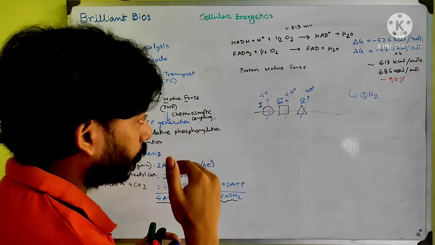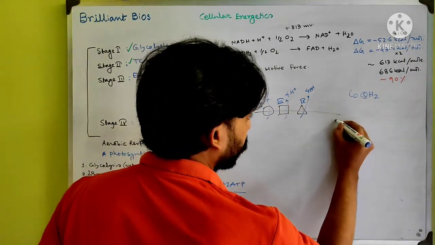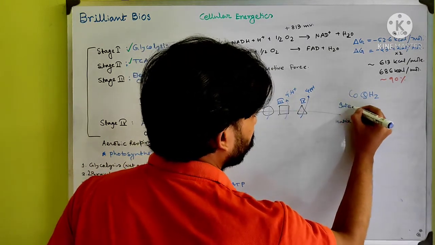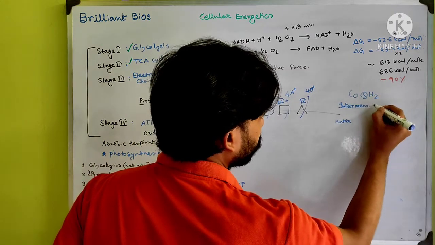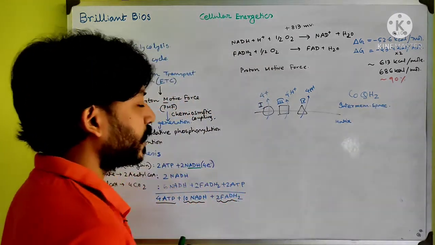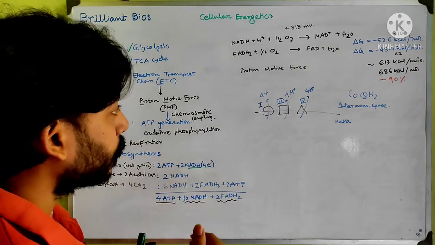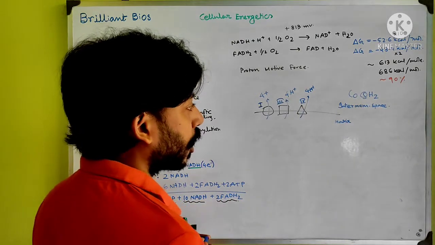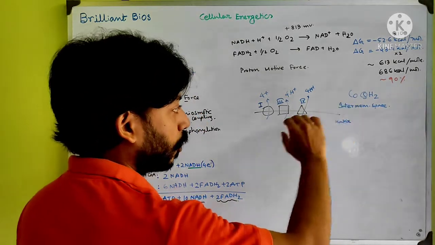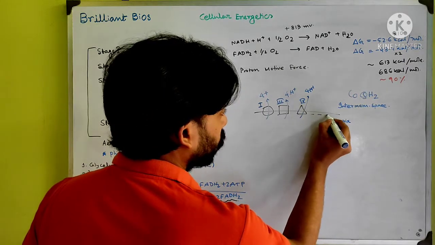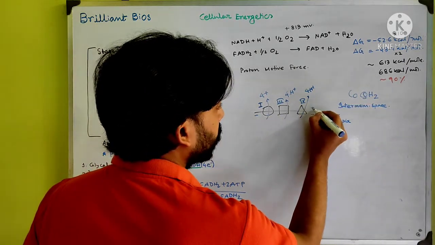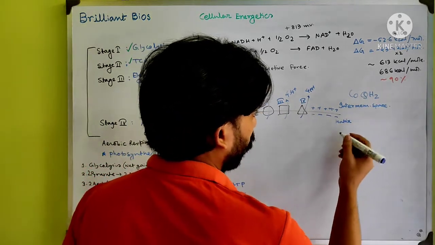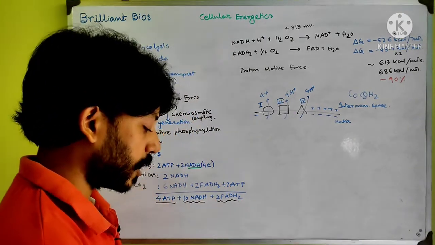Now the theory is that this is the matrix region, and this is the intermembrane space. As the protons start to move from the matrix to the intermembrane space, the charge of the matrix gets negative, because now in the intermembrane space there are so many protons. So the pH also gets changed. This is called the proton concentration gradient.